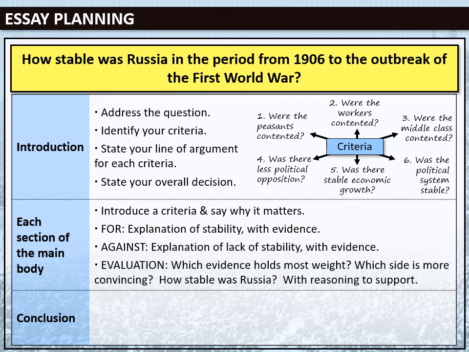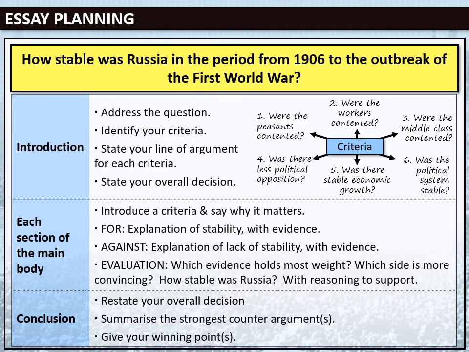In our main sections, for each main section, we'll take one criteria and explain why it matters. Then, we'll show both sides of that criteria. We'll put forward some evidence to show that Russia was stable, and then we'll counter that with some evidence that Russia was not stable. And remember, we need to do some evaluation there. We need to weigh up which evidence holds the most weight, which side is more convincing, how stable exactly was Russia in that area, and we need to provide some justification for that. We need to explain our answer with evidence.